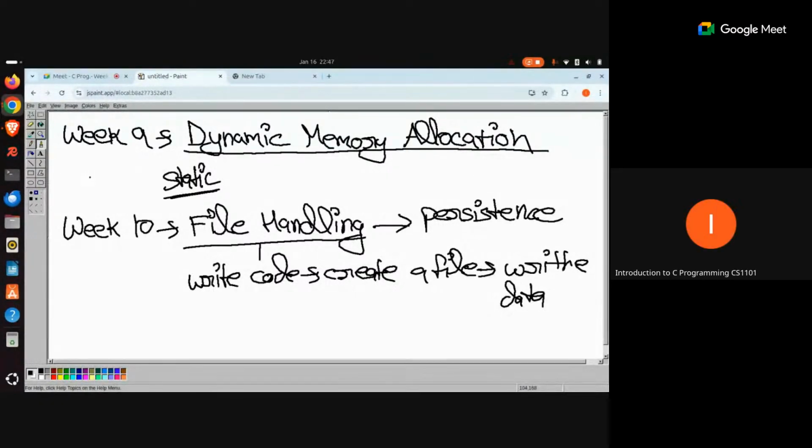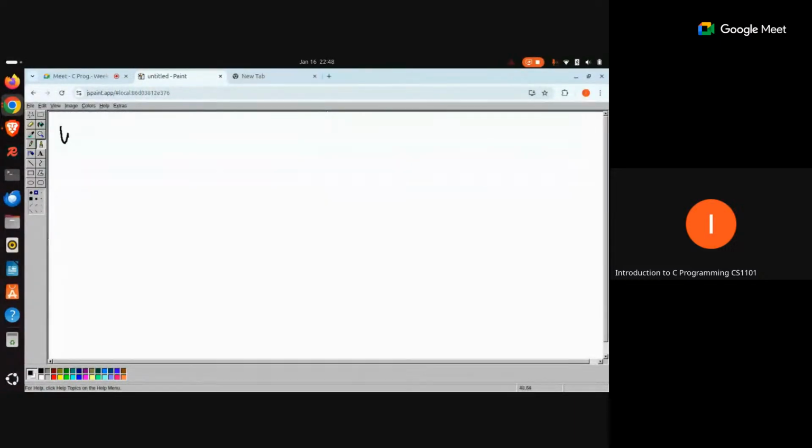All right, so this is going to be file handling. In file handling, we will be working with text files. We will be working with binary files. We will be performing operations like read and write. So these are the things that we will be doing in week 10. And after that, we shall move to week 11.